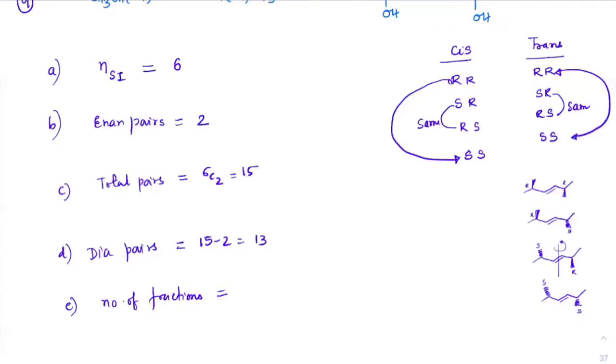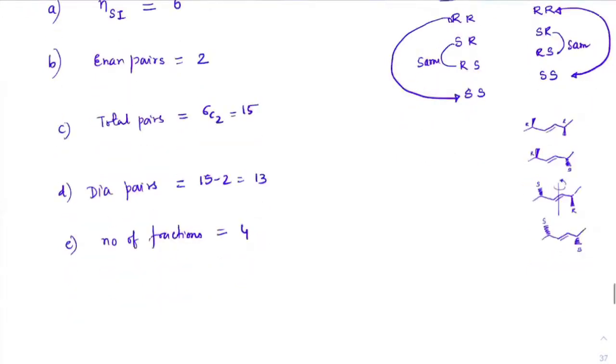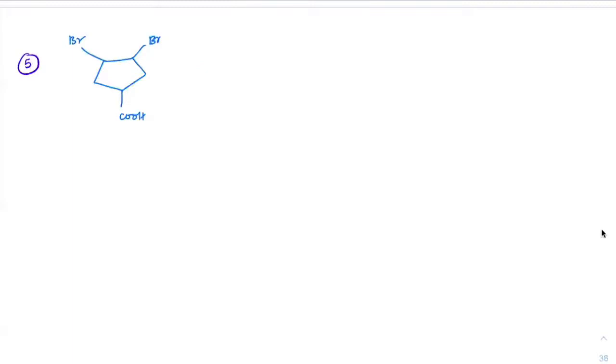Everyone, don't make mistakes in these questions. You're practicing so much. Cis and trans anyway you can separate. This will come as one pair. This will come as one pair. Two you got separated. This is separate. This is cis and trans. Definitely we can separate cis and trans. They are diastereomers. So how many fractions you will get? 4.